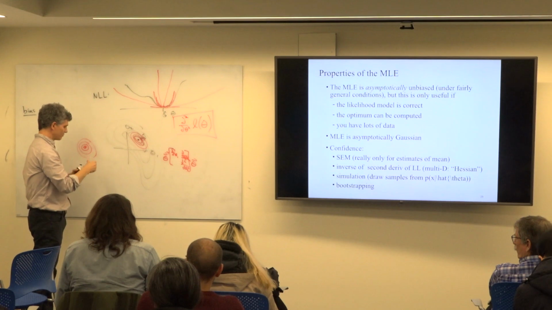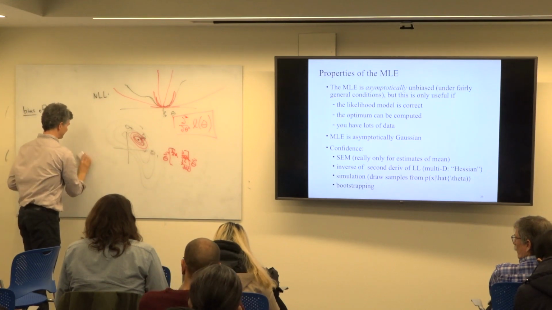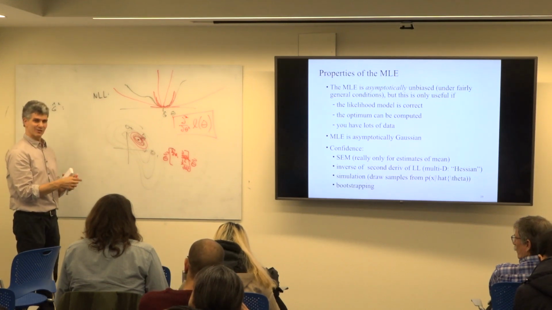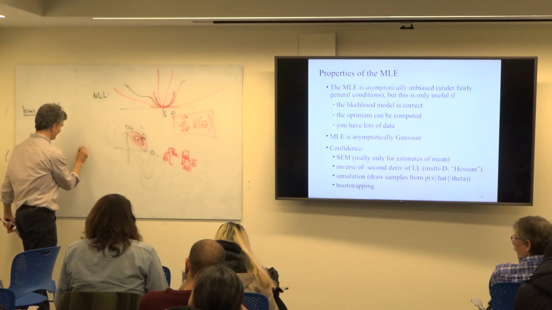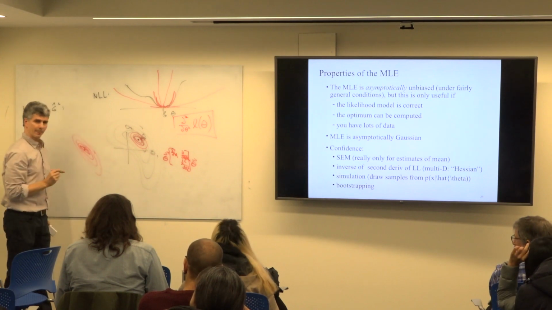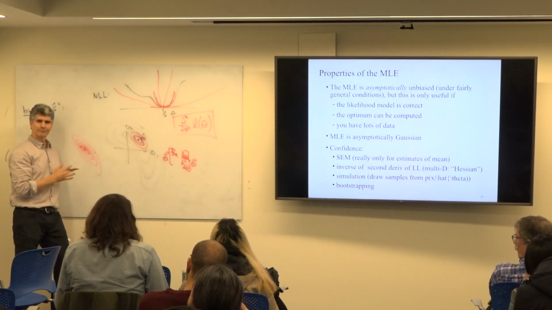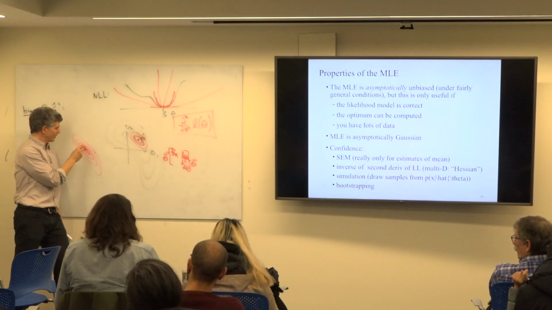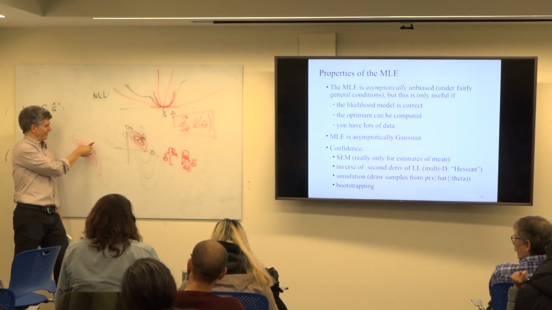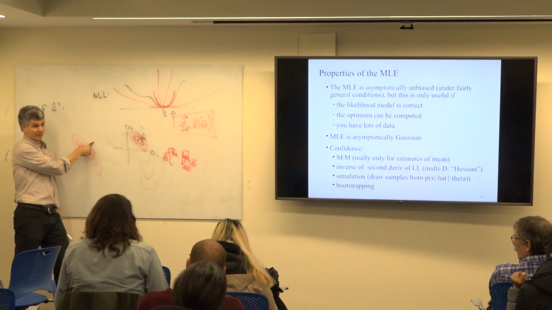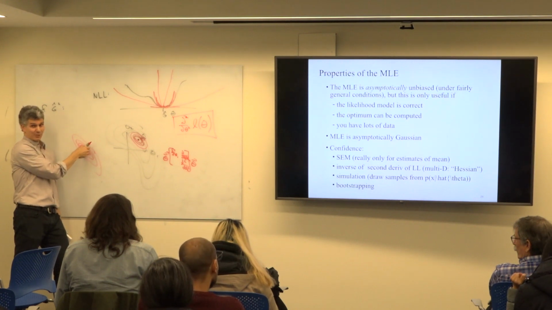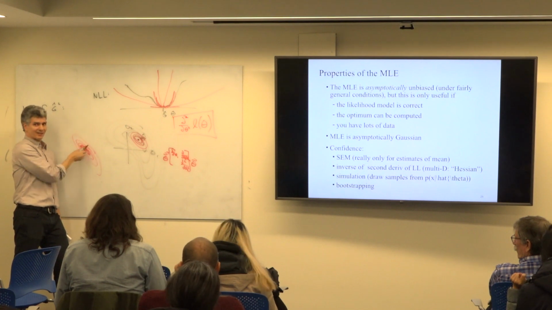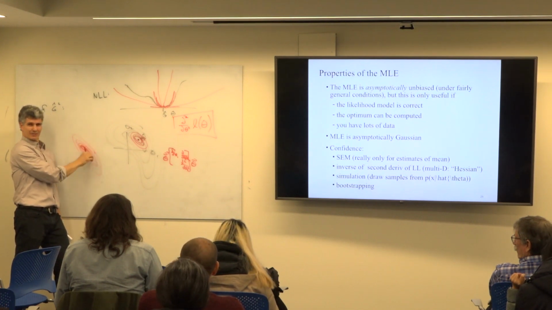What does it mean if it's long and skinny? So it's shallow in one direction and it's steep in the other, right? So it looks like this. What does that mean about my estimate? It basically means that I'm very confident about this aspect of my estimate of theta. Theta is a vector, right? It's a 2-dimensional vector. So I'm very confident about this, but I'm not very confident about this.